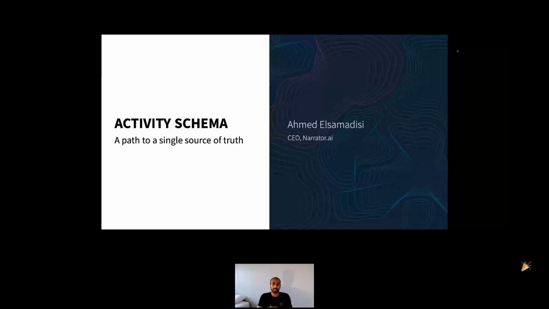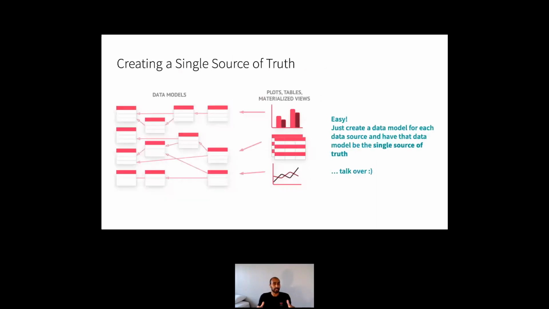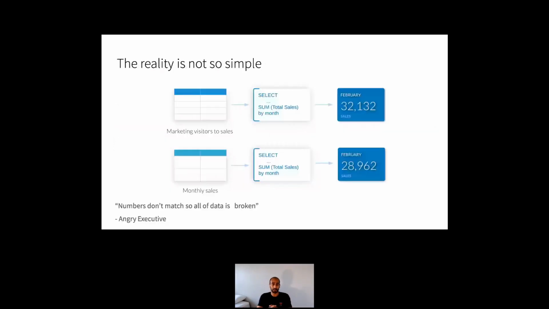The first thing I would like to say is that everyone loves a single source of truth. It's kind of the holy grail of data. And every single person probably in this talk has once said, why don't we create a single source of truth? Creating a single truth is actually kind of easy. You build data models that all have the data you need, and you point all your visualization, materialization, and everything else you need at the right data model. And that's it. If this was true, the talk would be over. But reality is not so simple.